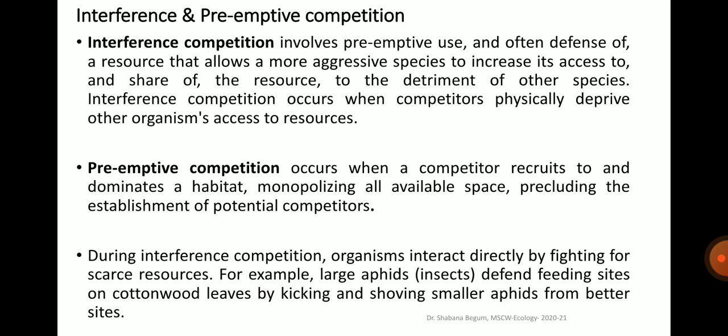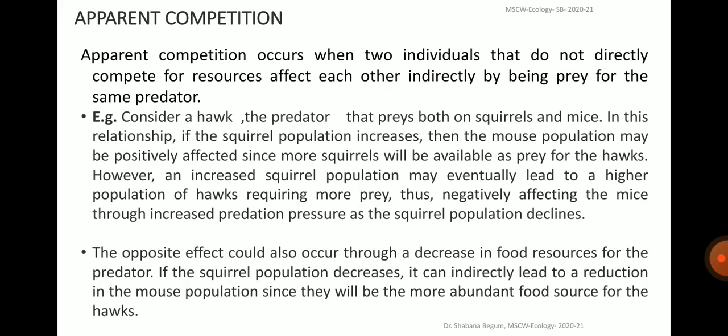During interference competition, organisms interact directly by fighting for scarce resources. For example, large aphids, which are insects, defend feeding sites on cottonwood leaves by kicking and shoving smaller aphids from better sites. Apparent competition occurs when two individuals that do not directly compete for resources affect each other indirectly by being prey for the same predator.